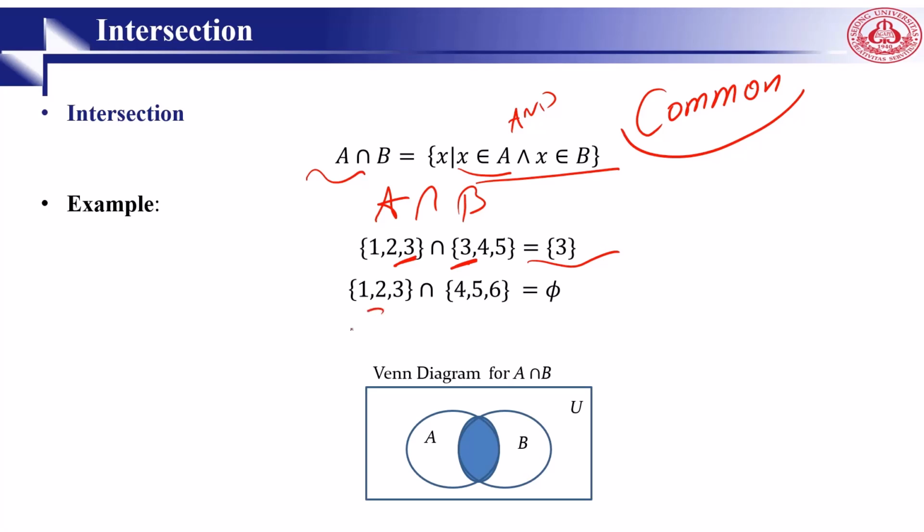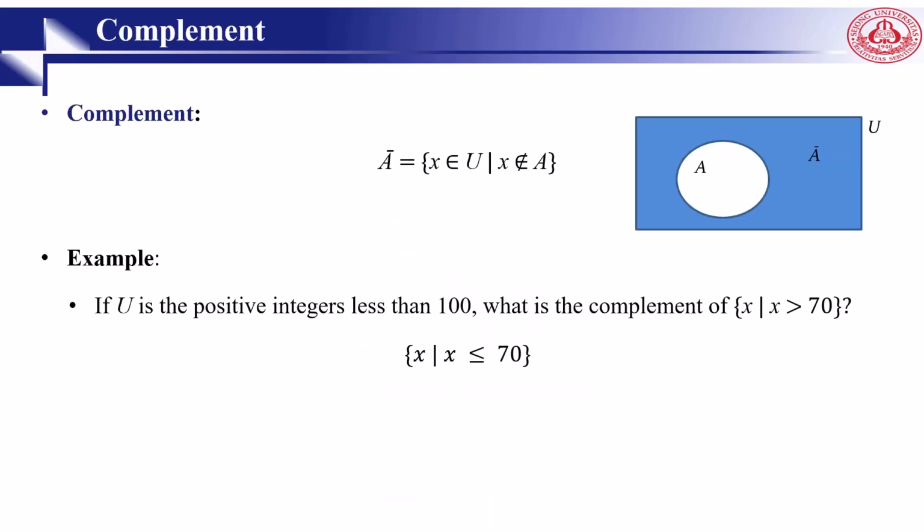Another example: if set C is 1, 2, 3 and set D is 4, 5, 6, then what is C cap D? There is no common element, so it is empty, the empty set. And here is the Venn diagram for A cap B, where the common part is only this part, not all of it.